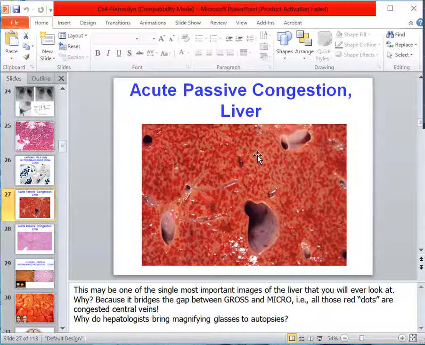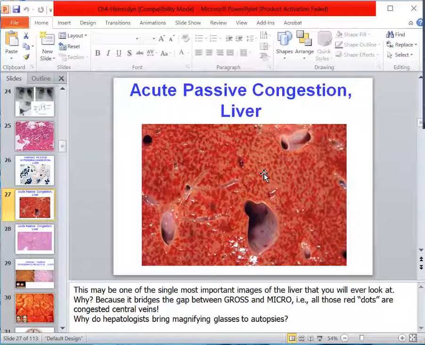And why are you seeing them? Because they're congested. Why? Because they drain into the hepatic veins. And the hepatic veins drain into the inferior vena cava. And the inferior vena cava cannot be emptied fast enough by the heart because there's increased hydrostatic pressure. So this is what an acute passive congestion liver would look like in heart failure.